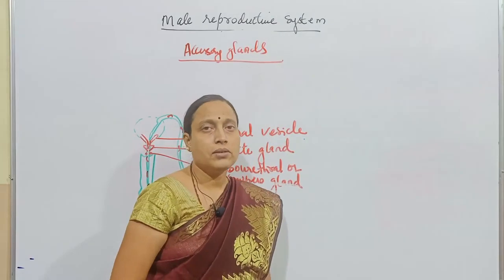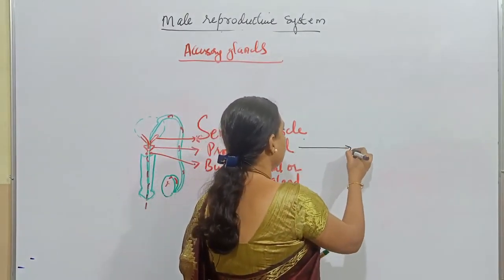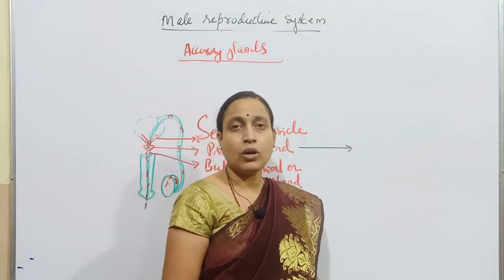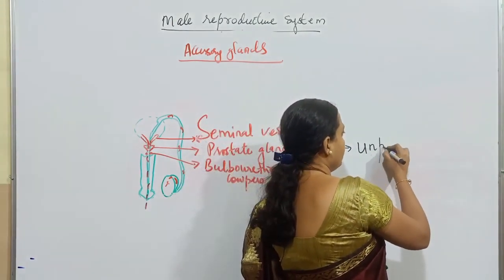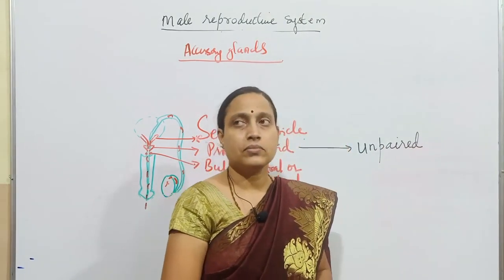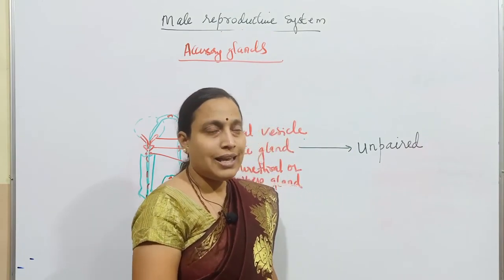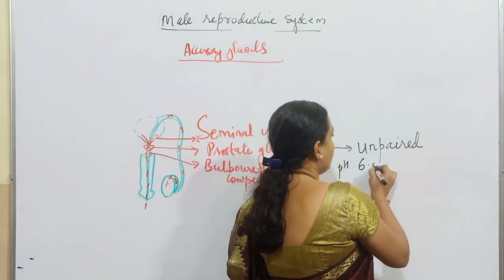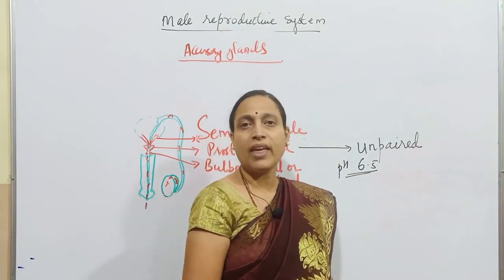Next is the prostate gland. Since both are paired, this is unpaired. It means only one prostate gland is present. It is single, or you can say unpaired gland. And prostate gland secretion is acidic, with a pH on average around 6.5, slightly acidic, that is slightly below 7.